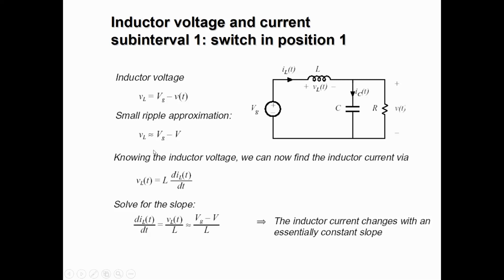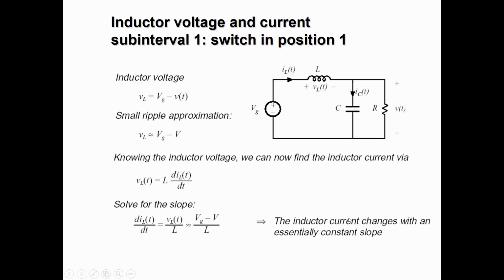Now put this in this equation. So we will get L dIL/dt equal to Vg minus V, and what is dIL/dt equal to? This will be equal to (Vg minus V) divided by L. If we transfer this L to this side, this equation will become dIL/dt approximately equal to (Vg minus V) divided by L.